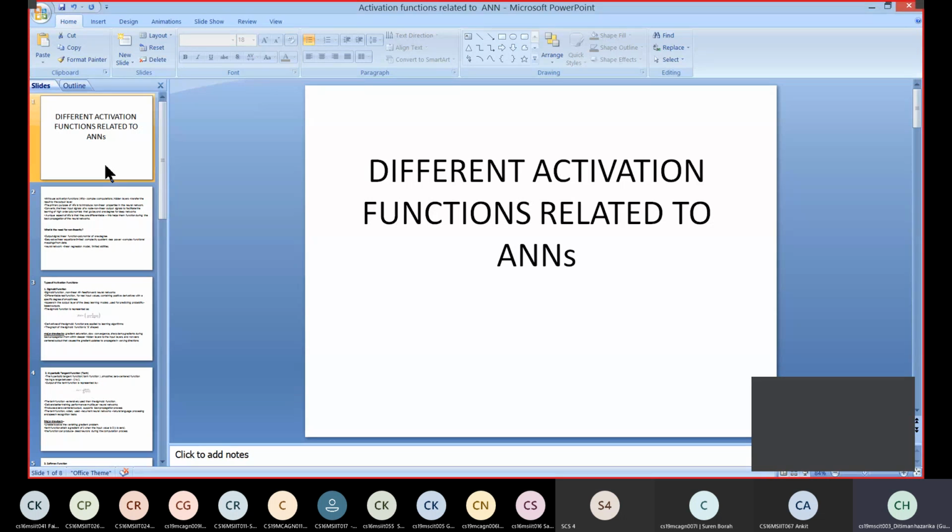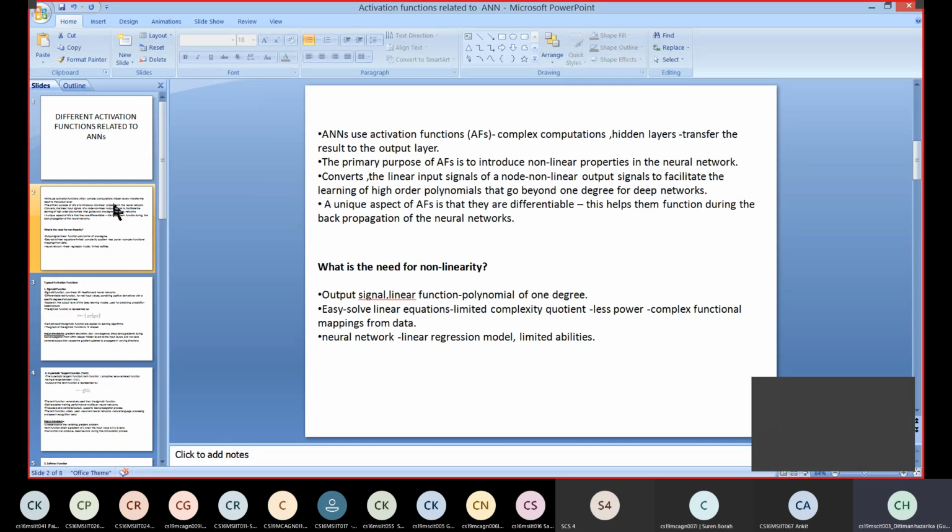So good afternoon, everyone. Today I'll be talking about different activation functions related to ANNs, that are artificial neural networks. ANN uses activation functions for handling complex computations that are performed in the hidden layers and transfer the result to the output layer. The primary purpose of activation functions is to introduce non-linear properties in the neural network. It converts the linear input signals of a node into non-linear output signals to facilitate the learning of high-order polynomials that go beyond 1 degree for deep networks.